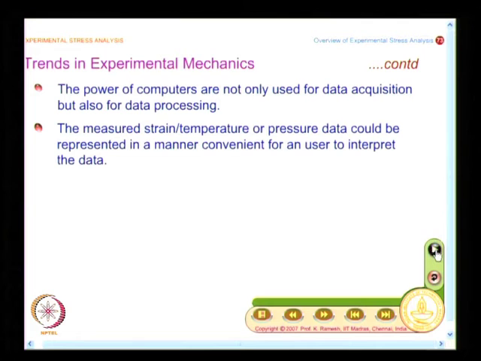This is not only for techniques like image correlation; even with strain data, suppose I have a multi-channel system with strain data developed at several places, I would like to see a visual representation even of point information. So, if you put it in color, you are able to react better. This you have been doing only in numerical techniques, which can also be done in experimental techniques with the availability of computer processing.